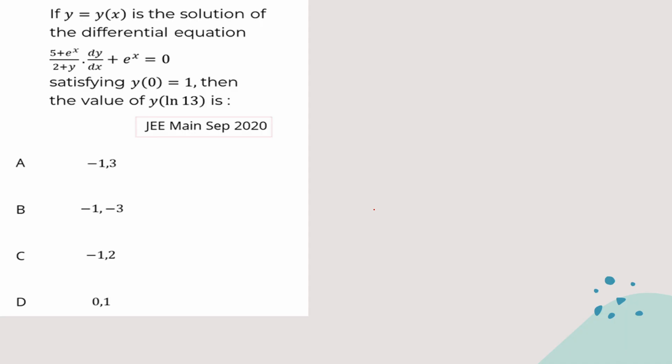If y is equal to y(x) is the solution of the differential equation (5 plus e to the power x) upon (2 plus y) dy by dx plus e to the power x is equal to 0, satisfying y. See, the same condition is given again. Satisfying y at x is equal to 0 is given as 1. Then they are asking the value of ln 13. So in this case at x is equal to 0, y is equal to 1, and they are asking the value of y at x is equal to ln 13. Okay, try this and tell me what you are getting. Take 1 minute.